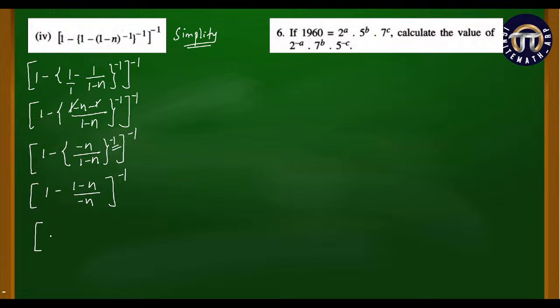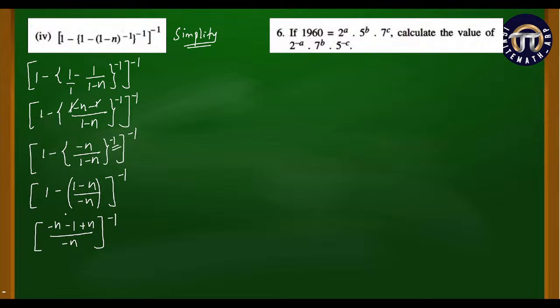I'll keep the minus 1 as it is. So minus 1 into plus 1 is minus n, minus 1 plus n to the power of minus 1. You understood? Because here it is a bracket. When you remove the bracket, the sign of n will change. Sign of n will be opposite.